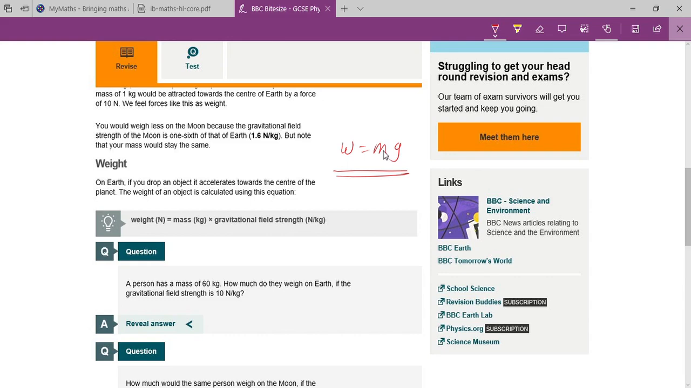Suppose they are asking one question on your screen: a person has a mass of 60 kg, that means m is given. How much is its weight on earth, if the gravitational field strength, that is the value of g, is given as 10? So W equals mass, that is 60 kg, into 10 newton per kilogram. Kilogram and kilogram will be cancelled. Your answer will be 600 newton. That will be its weight.